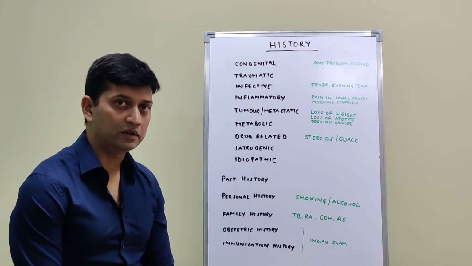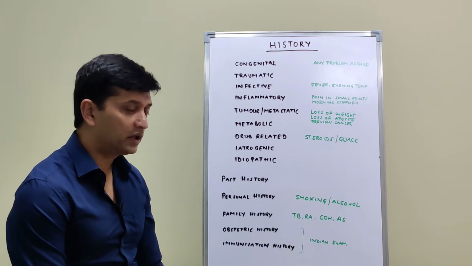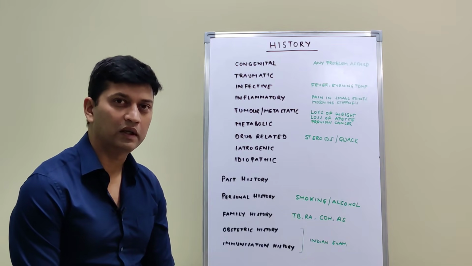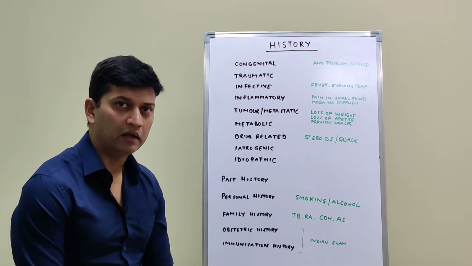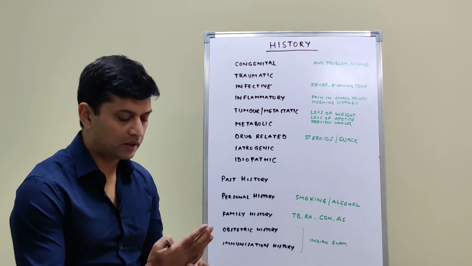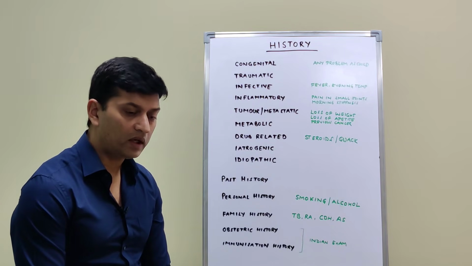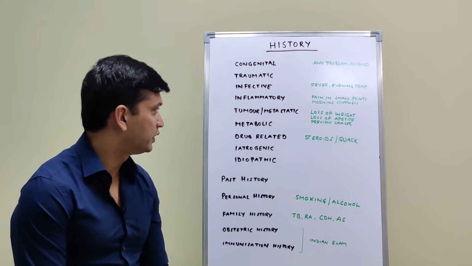So you need to ask these questions and elicit a positive or negative history. Now, inflammatory causes are common both in Asian countries as well as developed countries. So a history of pain in all joints, like polyarthralgia, or pain in small joints, especially the metacarpophalangeal joints, or morning stiffness can sometimes be a giveaway that there may be an inflammatory cause.